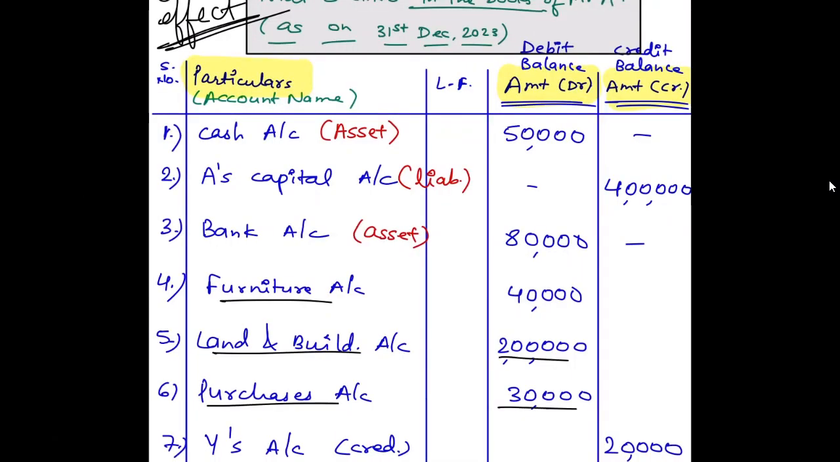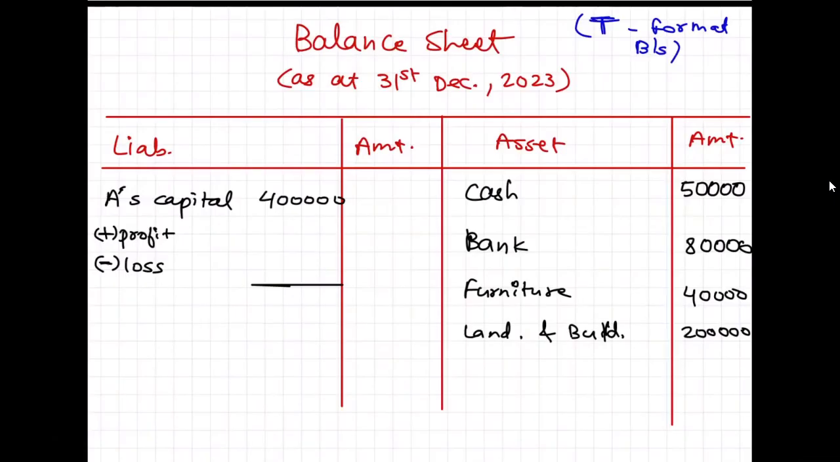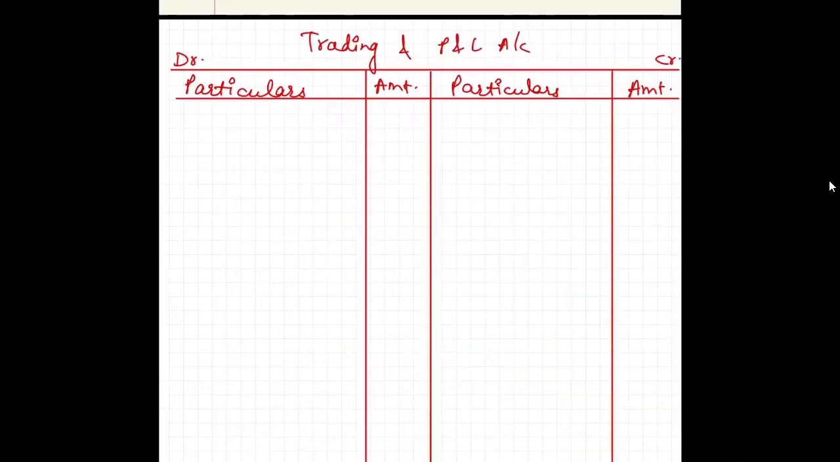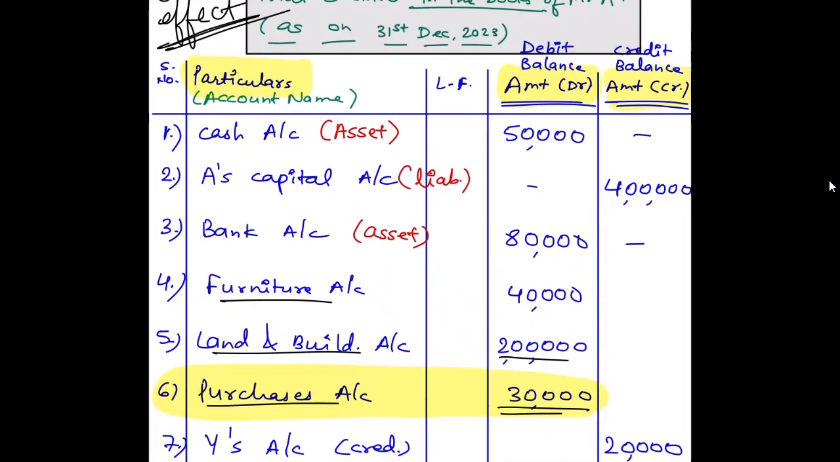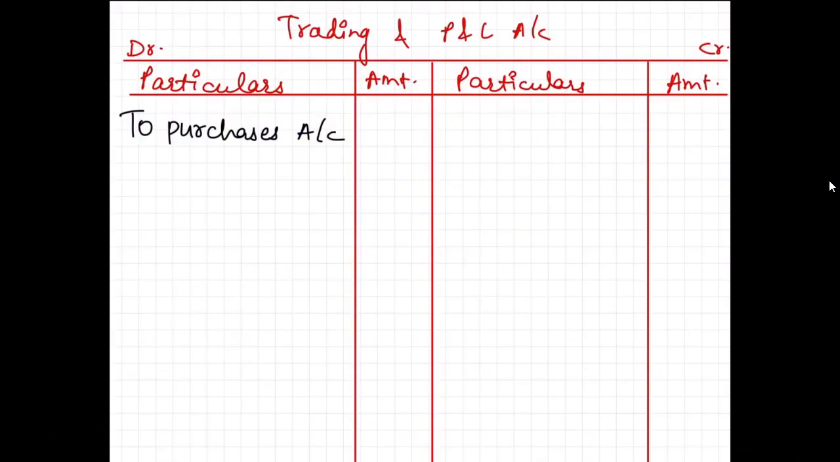Then we have purchases account. Now let's talk about it. Purchases is the goods which we are dealing with. It is the goods for which we are doing the trading. So this will go to my trading account, bachcha log. In trading account, I will write it on the debit side because I have purchased it. So to purchases account, what is the amount? It is 30,000. So purchases account is debited by 30,000.